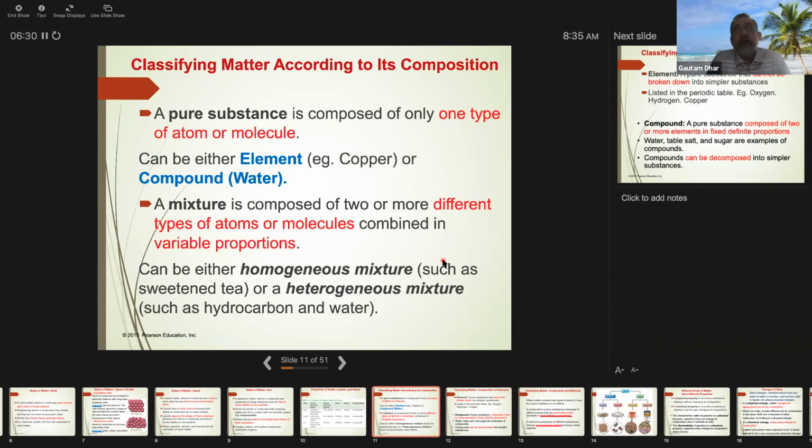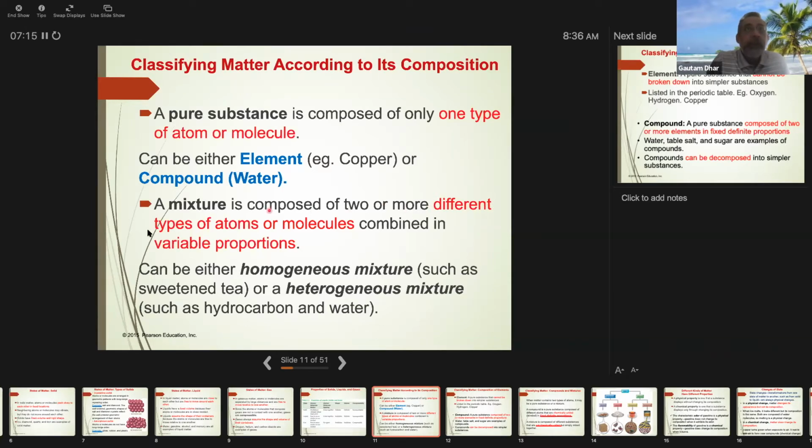Okay, now these are all physical classifications based on observations. Now we can also classify matter based on composition. These are what we call microscopic. That means you look inside. So we can classify matter into pure substance and mixture. A pure substance is composed of only one type of atoms or molecules. Only one type, but it can be atoms or it can be molecules. If it only contains atoms, we call them elements. And if it contains only molecules, we call them compounds.